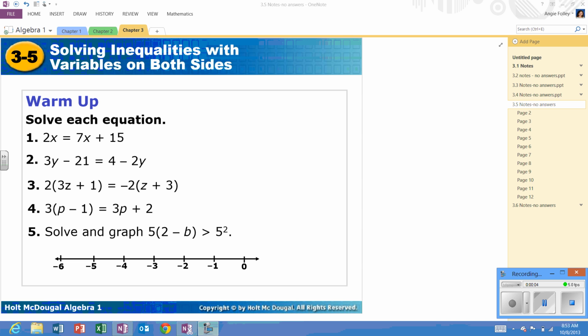Okay, this is the Algebra 1 lesson on section 3.5. We're going to look at solving inequalities with variables on both sides. Let's do our warm-up first. Okay, so we're going to solve for x.